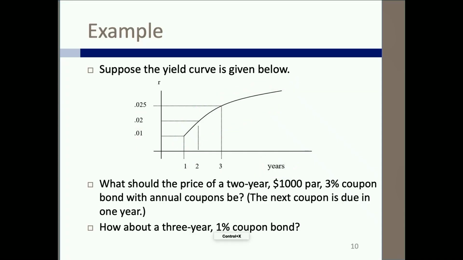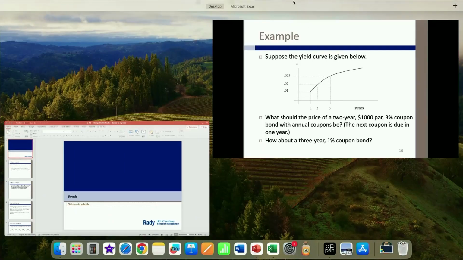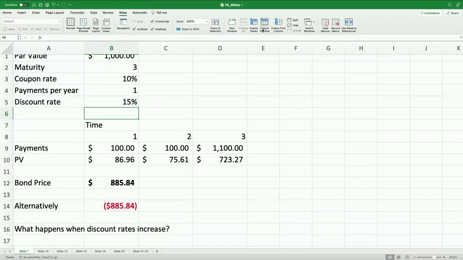So if we were given this yield curve, what should the price of a 2 year, $1,000 par, 3% coupon bond be with annual coupons, where the next coupon is due in 1 year? Let's price that bond. And then let's price, how about a 3 year, 1% coupon bond? Let's also price that bond. Let's jump to Excel and do it.